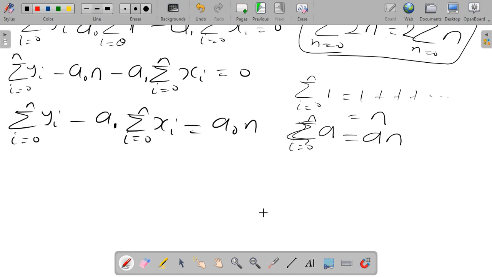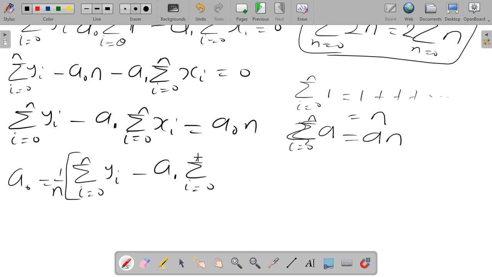So a0 will now be equal to, in fact, I can say 1 over n into the summation of i starting from 0 to n of your yi minus a1 the summation of i starting from 0 to n of your xi. Okay. So let me call this equation 2. I've gotten my a0 here, but the problem is that this a0 is in terms of a1. It's not supposed to be in terms of a1, it's supposed to be just itself. But you can just note this. If you can easily get a1, then you come back and put it here and get your answer.